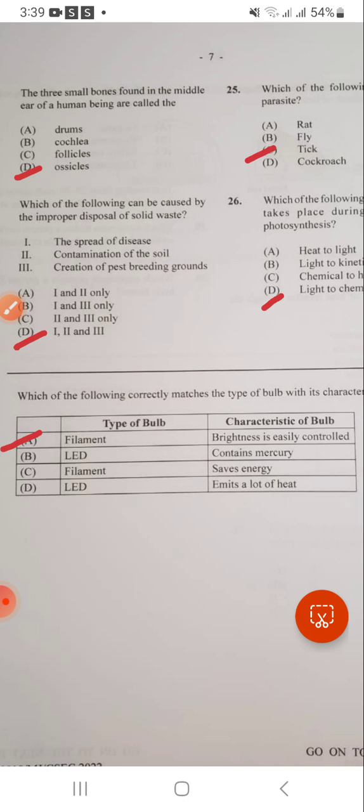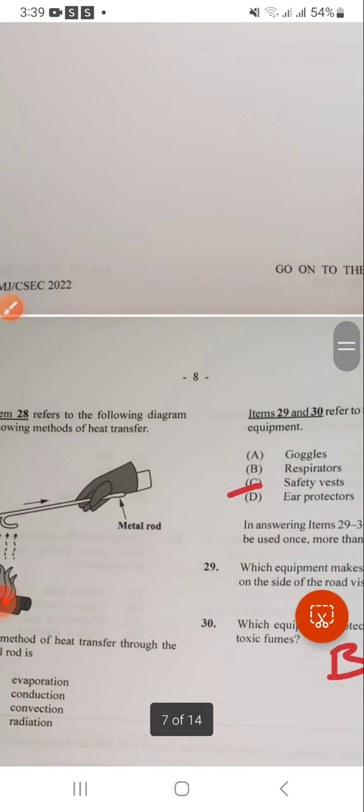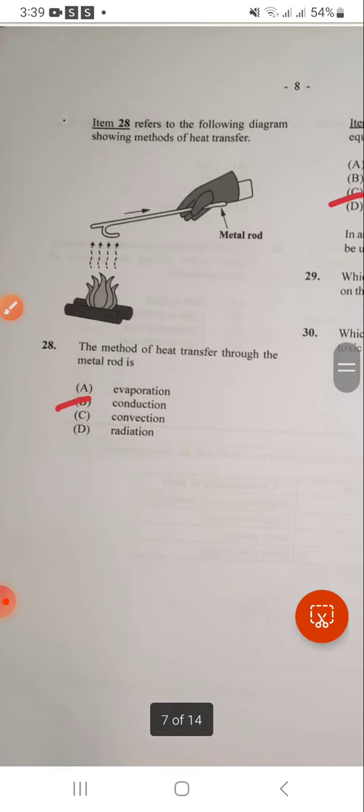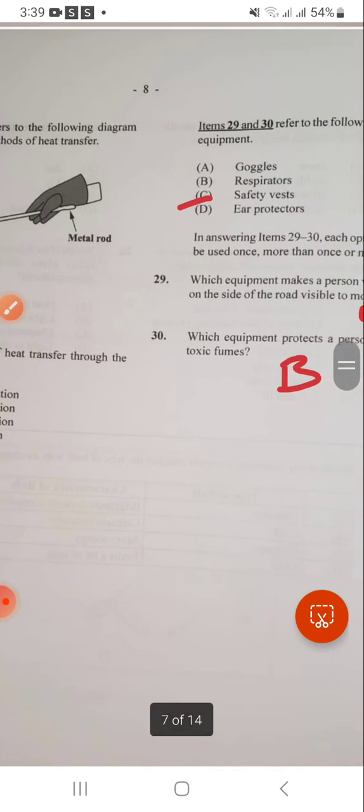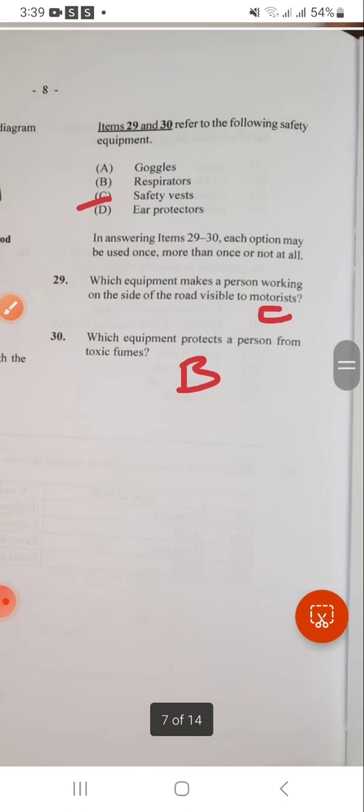Filament. A filament bulb, brightness is easily controlled. Question number 28. The method of heat transfer through the metal rod in the picture is conduction. B. Question number 29. Which equipment makes a person working on the sides of the road visible to motorists?